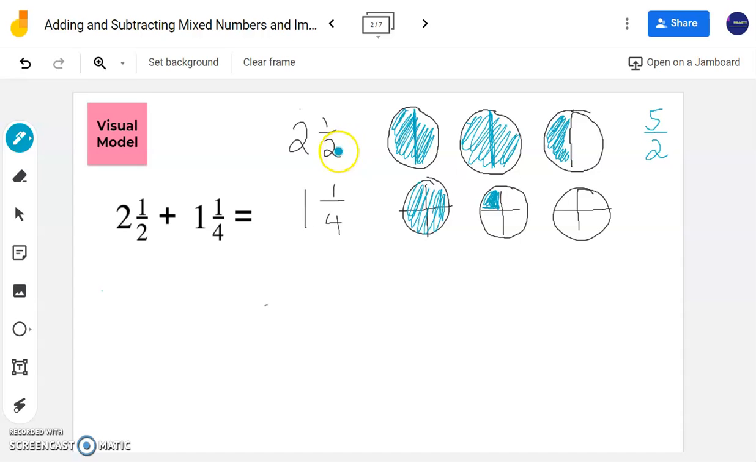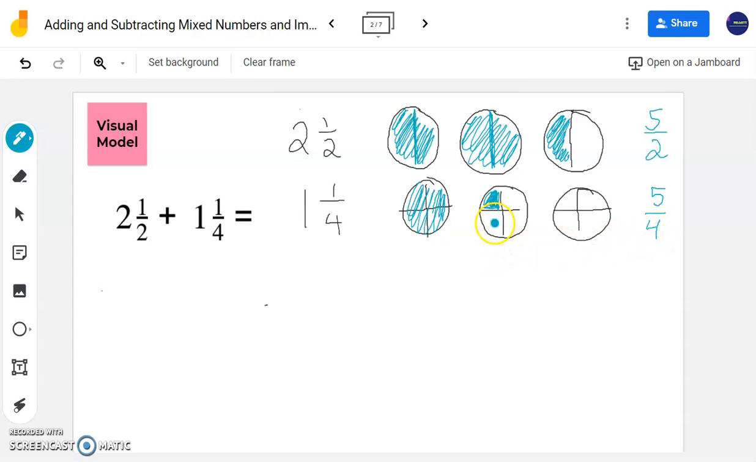Now, just like the previous number here, we can also represent 1 1/4 as an improper fraction. So let's count how many fourths I have. 1/4, 2/4, 3/4, 4/4, and 5/4. Notice both these mixed numbers and improper fractions represent the same visual model because every improper fraction can be represented as a mixed number and every mixed number can be represented as an improper fraction.